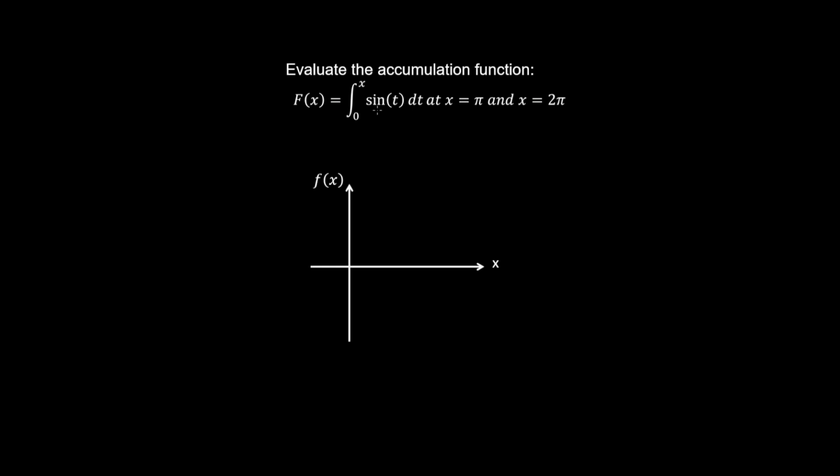Let's evaluate the accumulation function at x equals pi and 2 pi. So if we integrate this, what we get is minus cosine t, evaluated from 0 to x. And that's thereby equal to minus cosine x minus cosine 0, which is plus 1. So note that the sine function can be plotted like this. So it's equal to 1 at pi on 2 and minus 1 at 3 pi on 2.